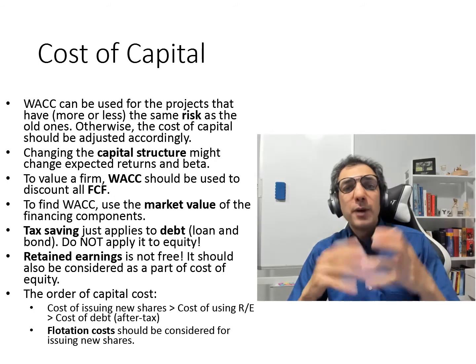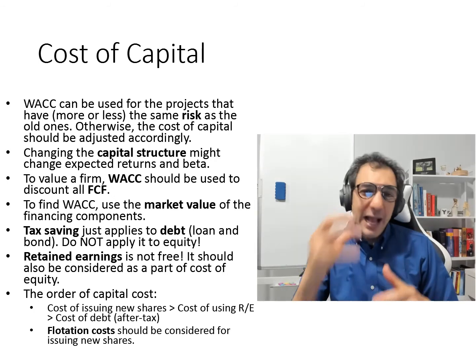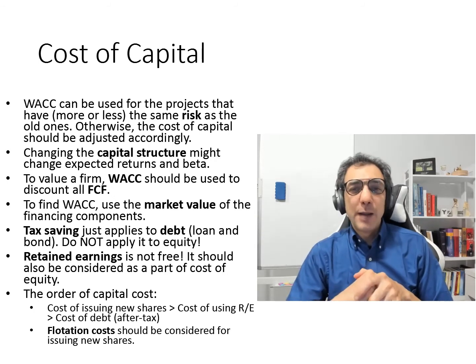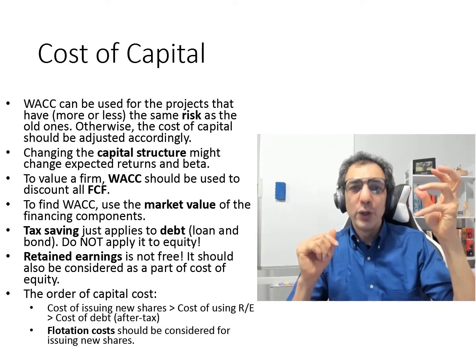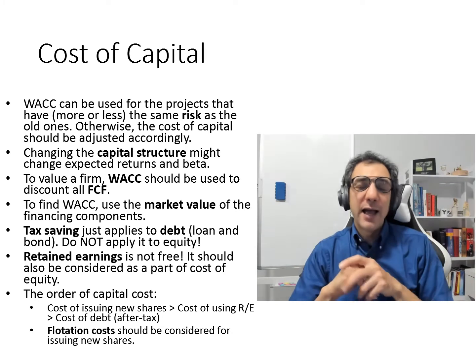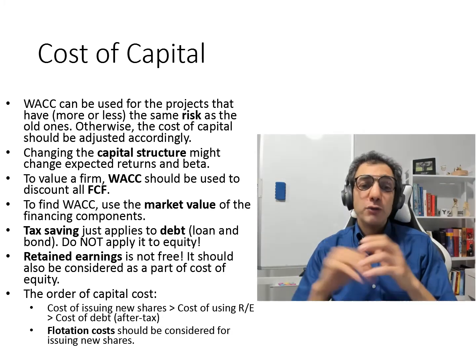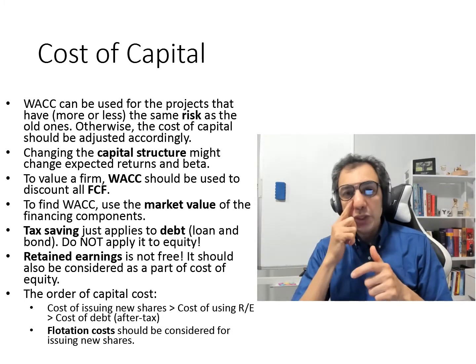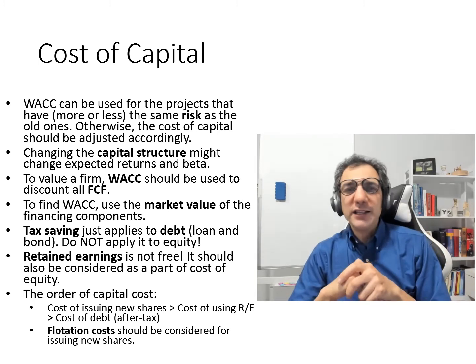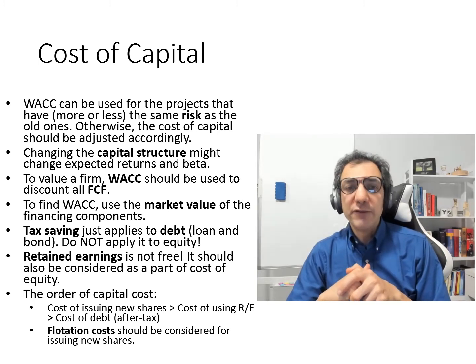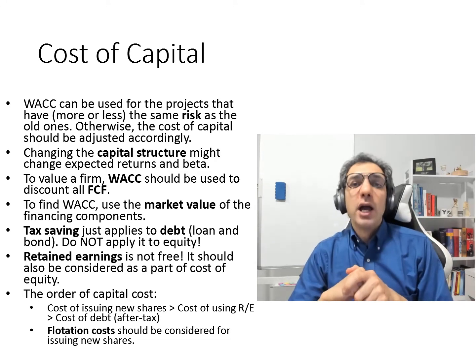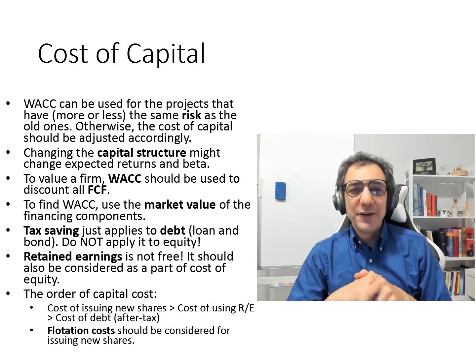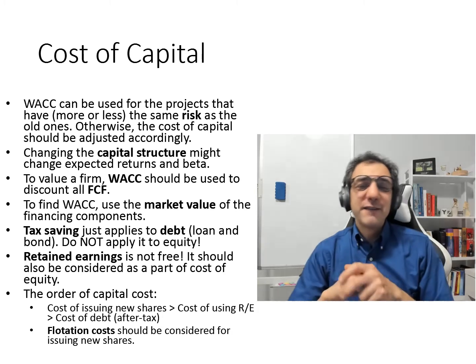When we are talking about the value of the firm, one of the applications of the weighted average cost of capital is to find the value of the firm. We can use the free cash flow and the WACC to find the value of the firm. So how do we do that? You just simply divide the free cash flow one year from now, or FCF1, by WACC minus g, where g is the free cash flow growth rate, and you can find the value of the firm.